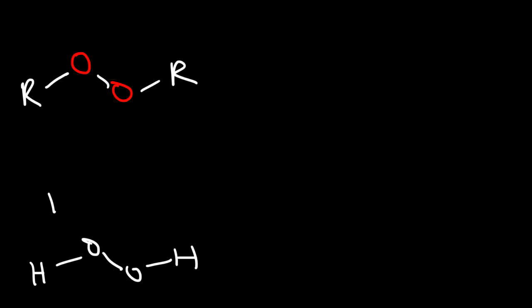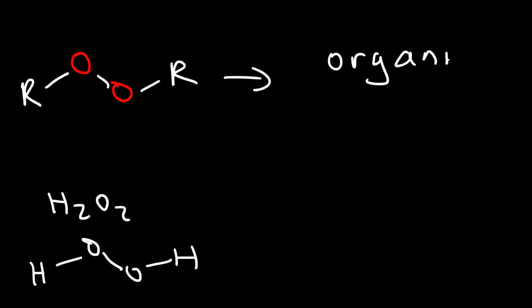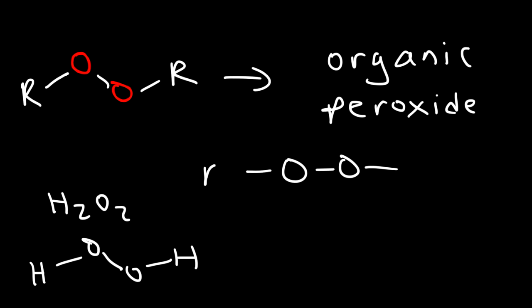Now, there are a few more examples I want to go over. What do you think this is called? Have you ever seen this molecule before? In other words, H2O2. H2O2 is hydrogen peroxide. What we have here is an organic peroxide. So if you see two oxygens attached to each other through a single bond, it's a peroxide.